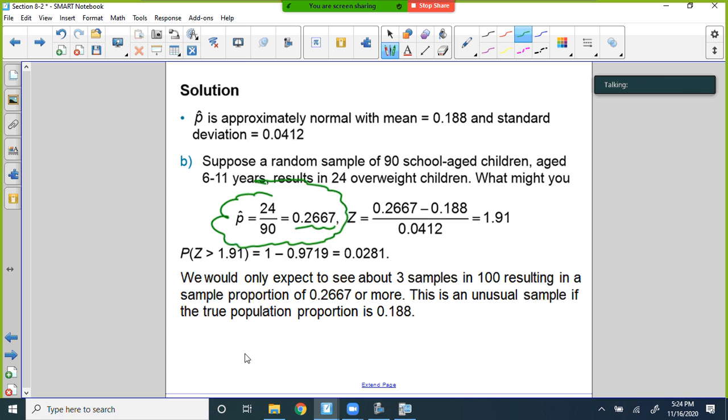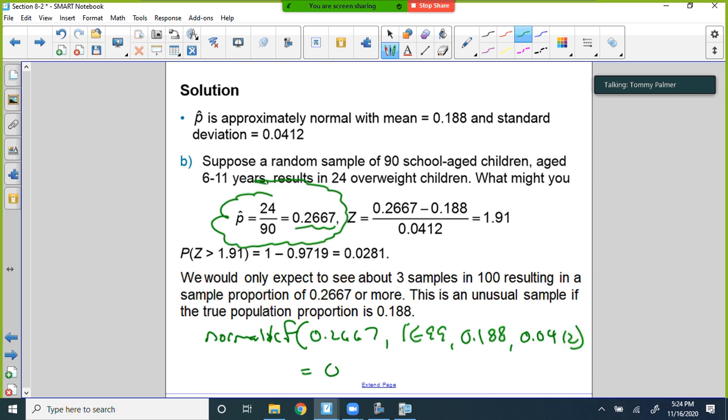So we're still looking at it as a normal CDF, right? Okay, what's my lower boundary? That should be 0.2667, upper bound 1E99. And then, of course, we still got our mean and then our standard deviation. And when you do that, you get 0.0281, which is about 2.8%, which you could say is 3.